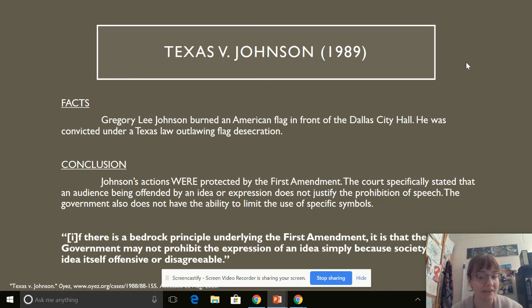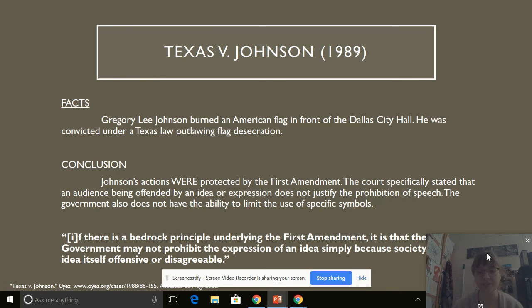Lastly, we have Texas versus Johnson in 1989. And this one is a big contested one. You can either agree with this or you can disagree with this, but this is the last time that the Supreme Court spoke on this issue. Gregory Johnson burned an American flag in front of Dallas City Hall. There was a Texas law that said you cannot desecrate the flag. He was arrested. But he contested the law and got the whole way up to the Supreme Court, and his actions were protected. They said, no, he has the right to burn the flag because it was a modicum of freedom of speech, and that you don't have the ability as a government to say, hey, this specific symbol can only be used this one way.